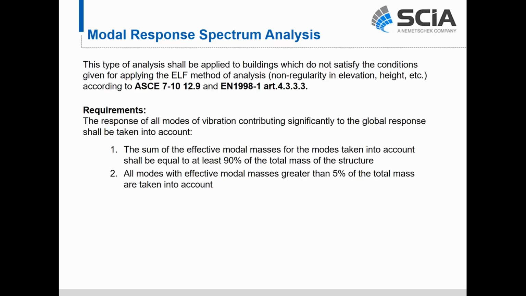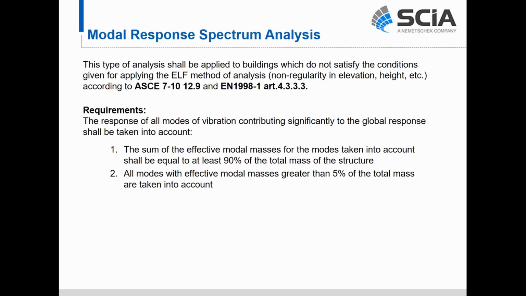And so the one thing that we know in the code, the one thing that we've all seen, is we need to take into account modal masses in all the modes that are greater than or equal to 90% of the total mass of the structure. That is the biggest requirement in order to have a usable seismic analysis: to have that 90% mass participation. And then all modes with effective modal masses greater than 5% are taken into account, right? That's another requirement of this system.